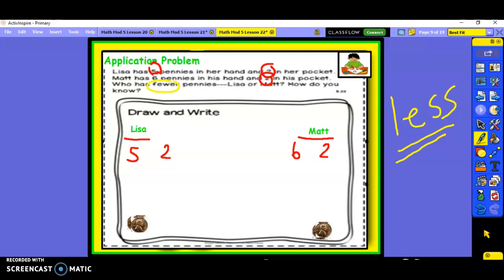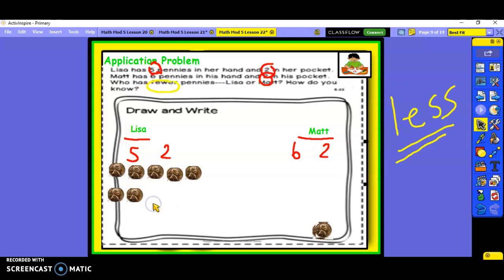Okay, so let's show Lisa's pennies. I know Lisa had 5 in her hand and 2 in her pocket. So here's her 1, 2, 3, 4, 5, and 2 in her pocket. Okay, so 5 and 2. Let's look at the 5 group, right? That would be 7. Lisa has 7 pennies all together. Let's write that 7. And Miss Nakhan is going to draw this little sign. This is a cent sign. That means we're talking about money. So Lisa has 7 cents.